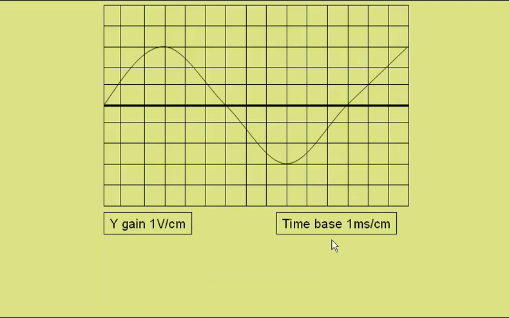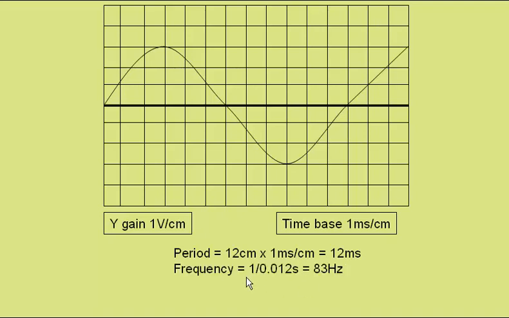Here again a time base of 1 millisecond per centimeter, and the period now we could take from here to here, which is 2, 4, 6, 8, 10, 12 centimeters, giving a period of 12 multiplied by 1 millisecond per centimeter, or 12 milliseconds. So the frequency, 1 over 0.012 seconds, is 83 Hz.